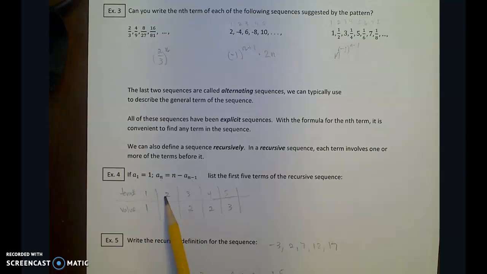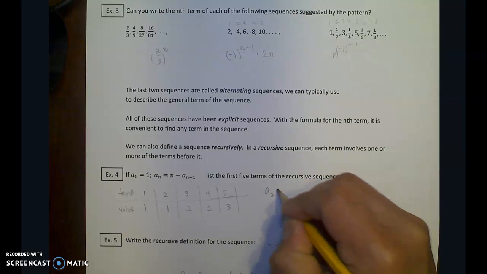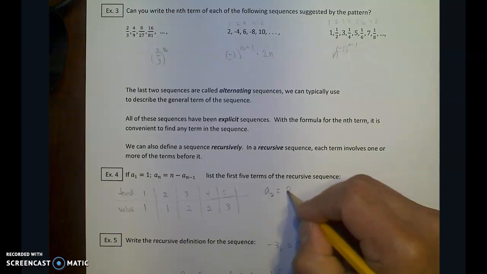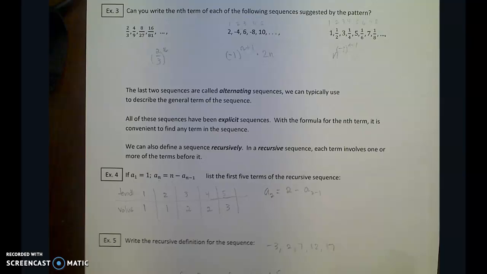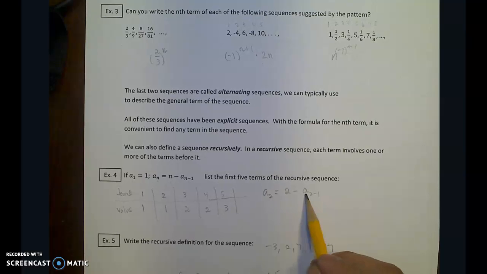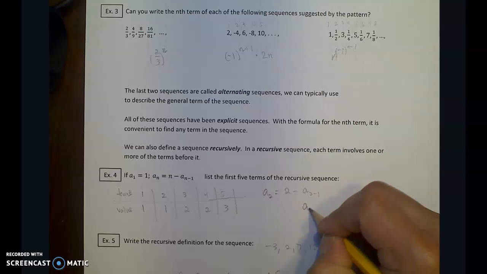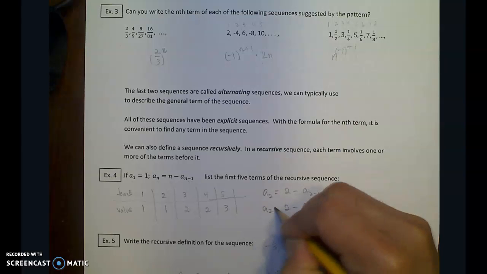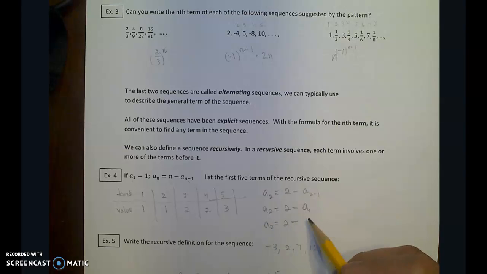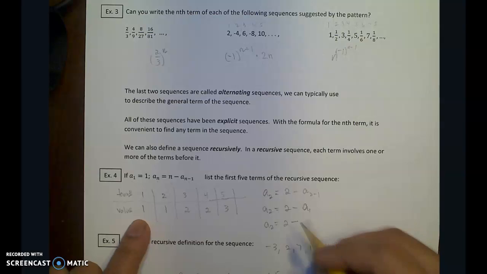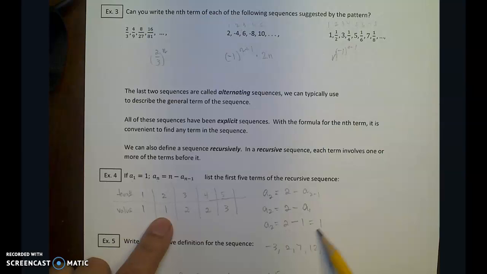To find the second term, according to this formula, you're going to plug 2 in for n. I want to find the second term, so I plug 2 in for n, and then 2 minus 1 is 1. So to find the second term, we're going to take 2 minus whatever the first term is, and the first term has a value of 1, so that's why I have here in my table, the second term is 1.